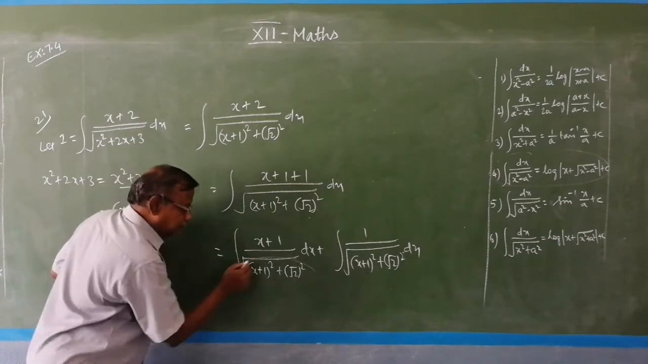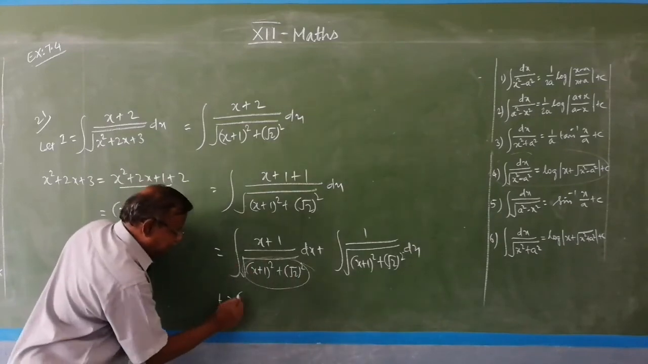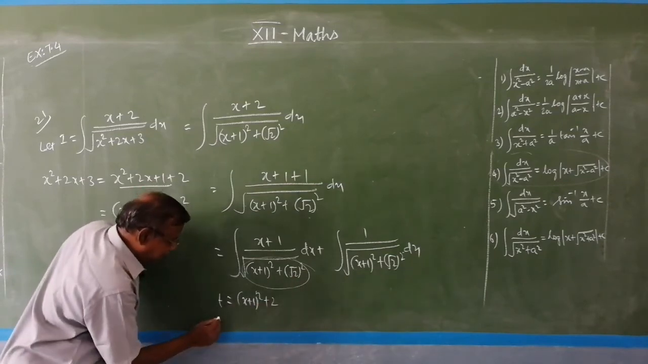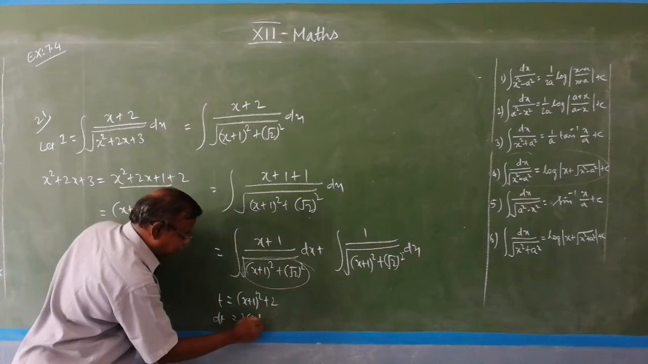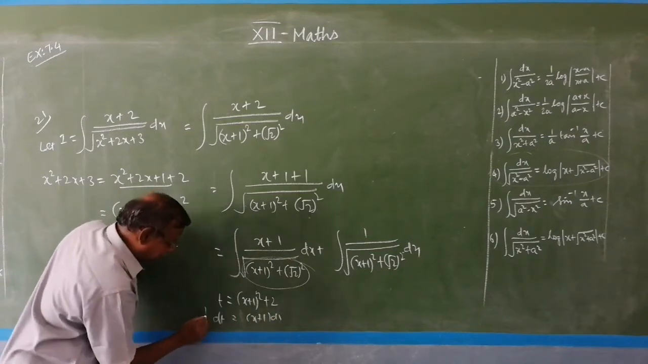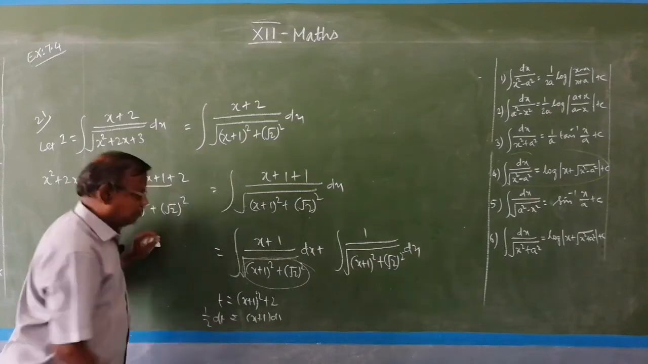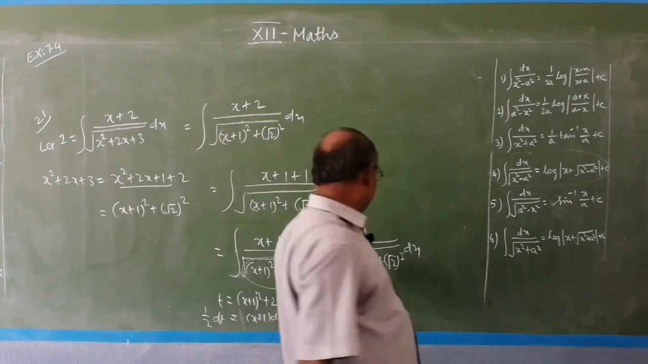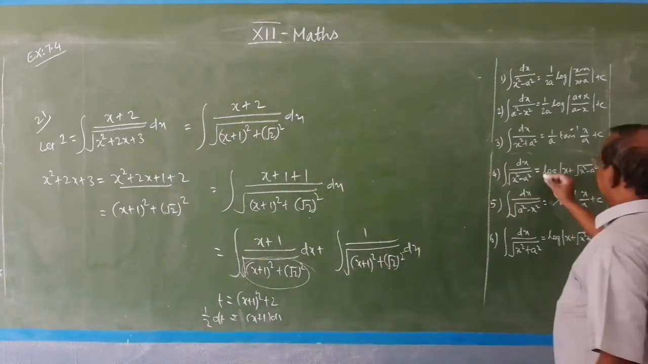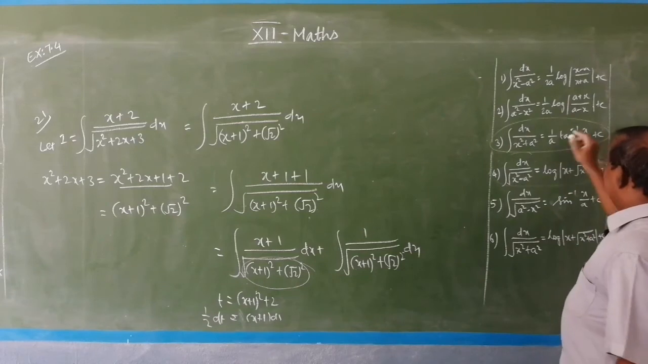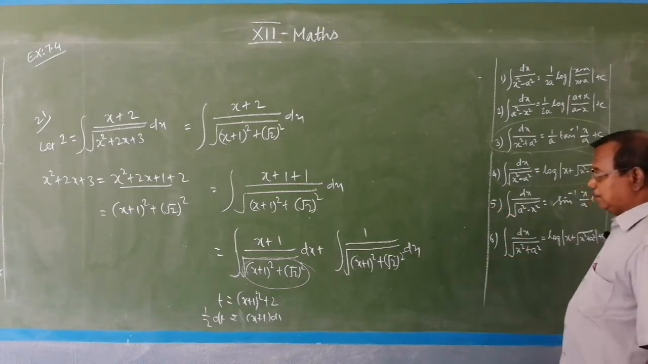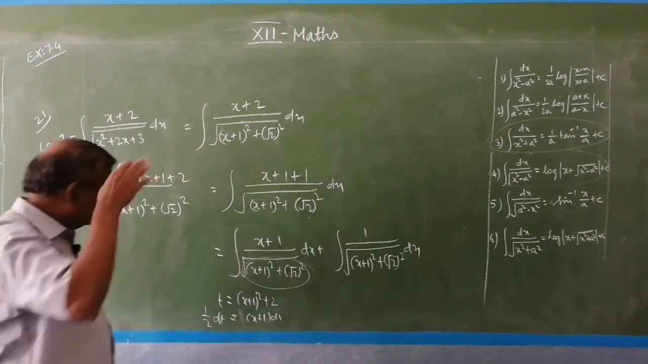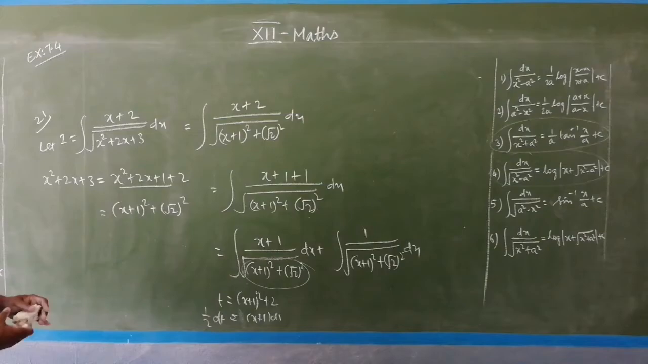So put the entire term t equal to x plus 1 the whole square plus root 2 square. So differentiating this, dt equal to 2 into x plus 1 into dx, and bring the 2 here, that is 1 by 2 into dt equal to x plus 1 into dx. So after substituting you can simply integrate this. This is in the form of 1 by x square plus a square, which equals 1 by a into tan inverse of x by a. So after integrating both integrals, combine together in order to get the final result.